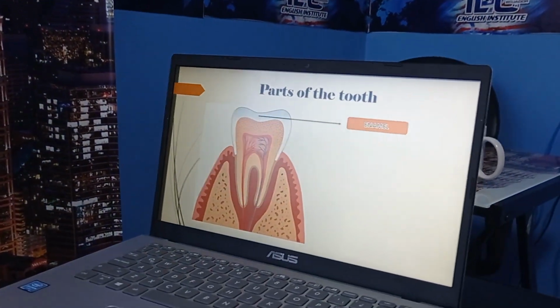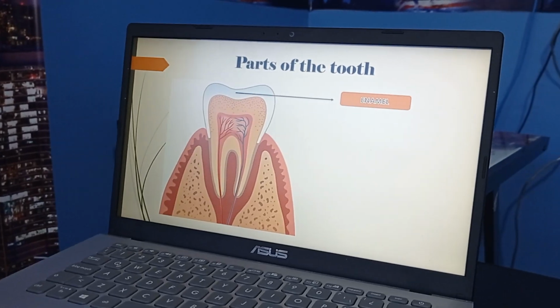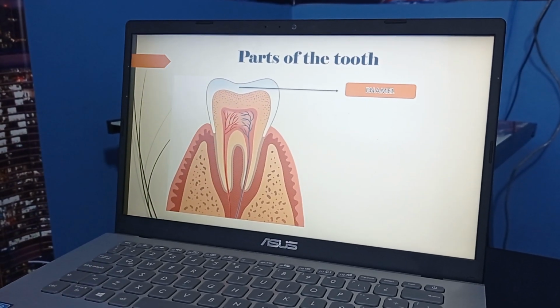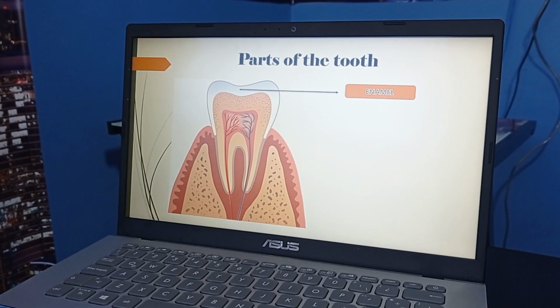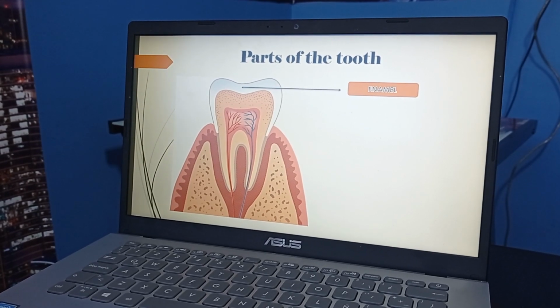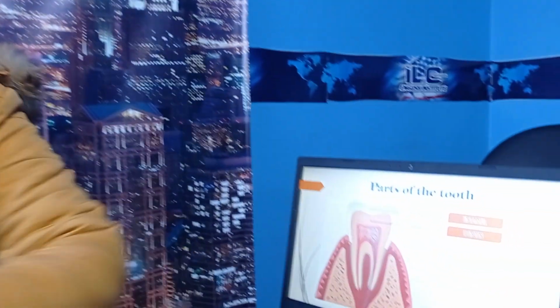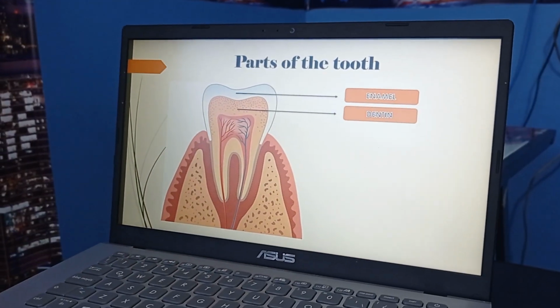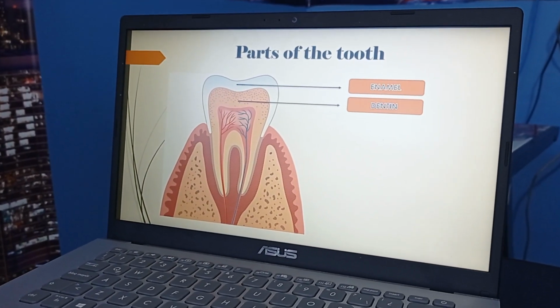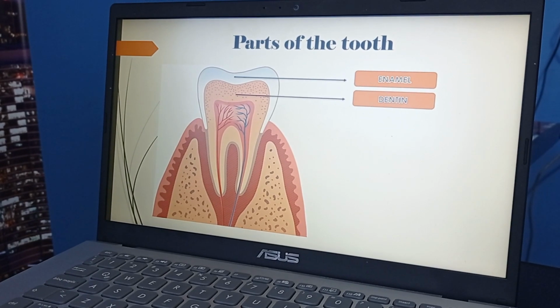Parts of the tooth. The first part is enamel, the hardest and most resistant tissue in the body and the most external part of the teeth. It doesn't regenerate in case of breakage, and in addition, the enamel doesn't have nerve endings, so it doesn't cause pain. The second part is the dentine. It's found below the enamel and gives the white color to the tooth.